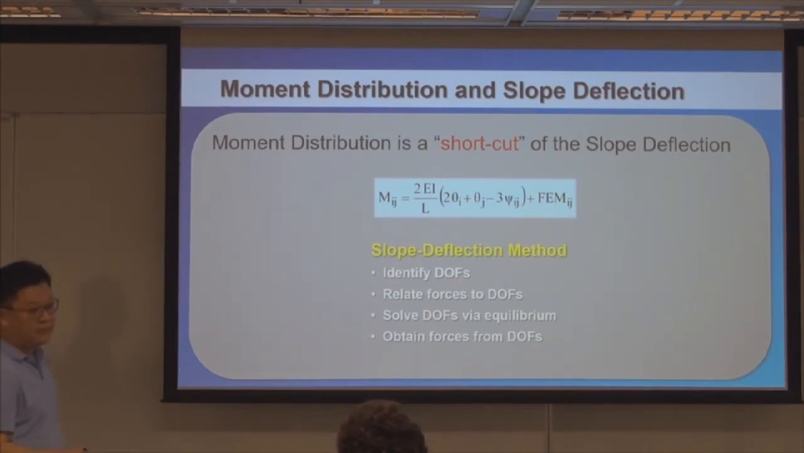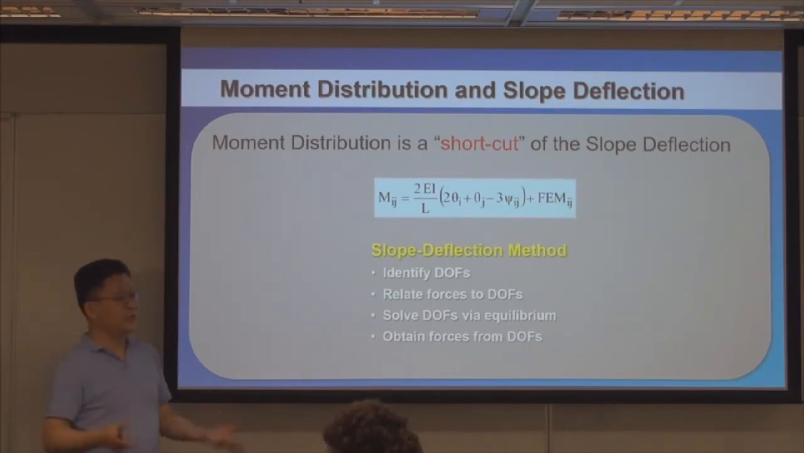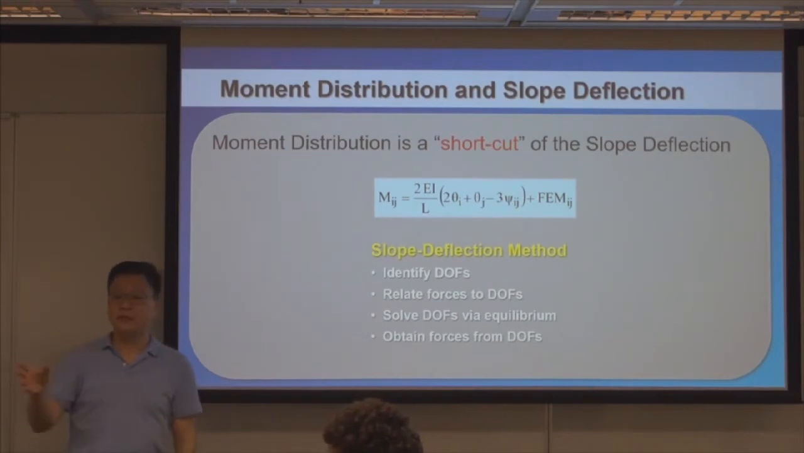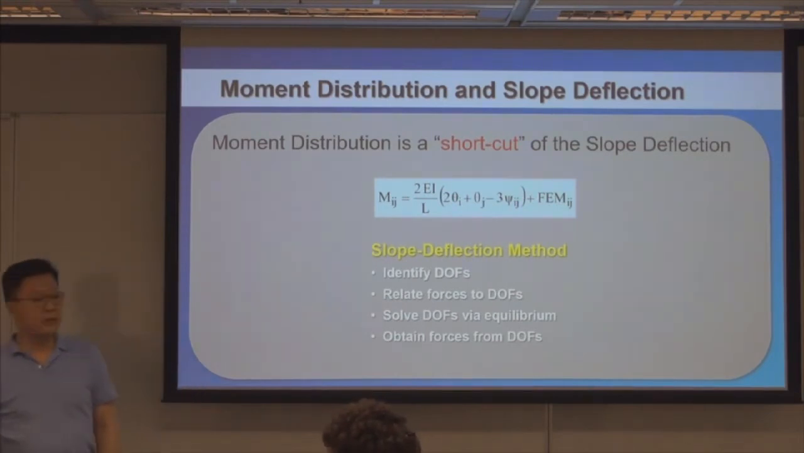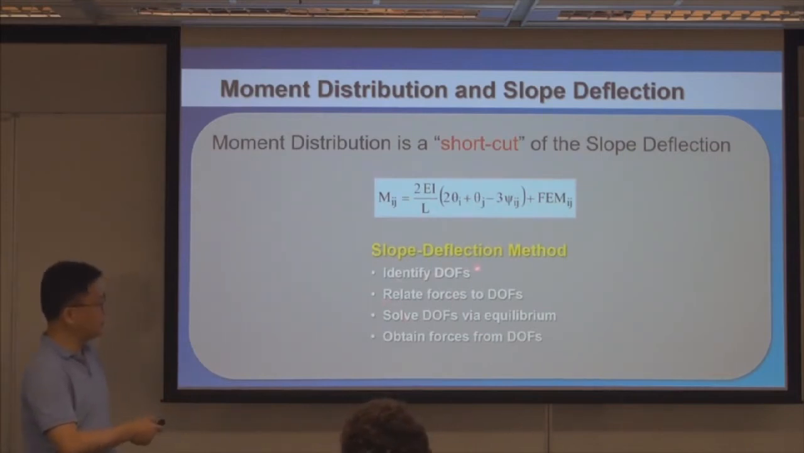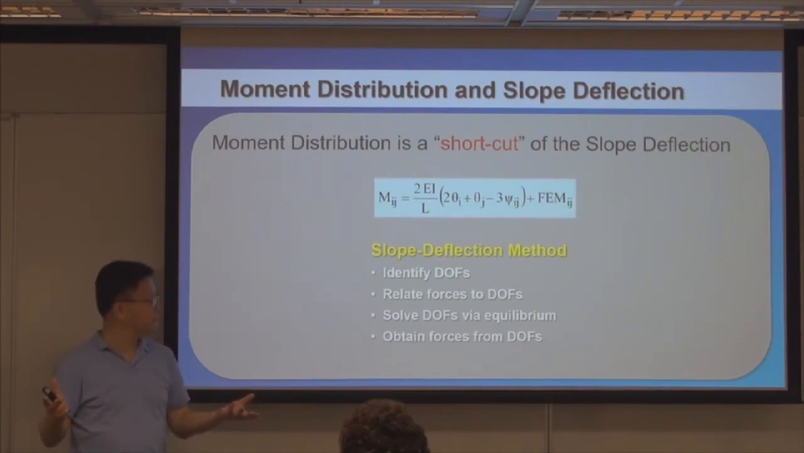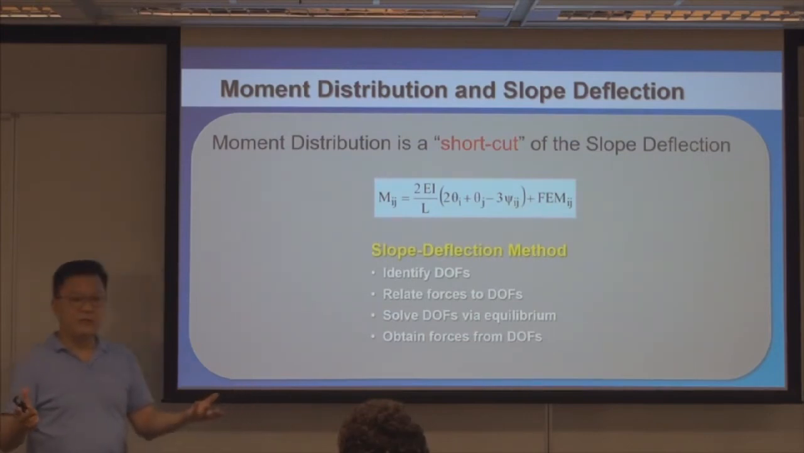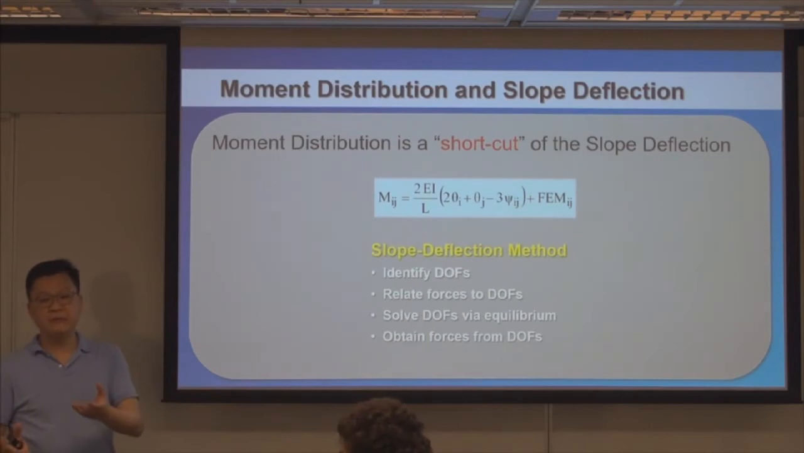First, you identify degrees of freedom. The degrees of freedom are deformations, rotation angles, or rigid body rotation angles. And a rigid body rotation angle can be related to displacement of the structure. Then you set up components, and you write the end moments of the components. The end moments of the component can be related to degrees of freedom, which are the deformations of the structure.